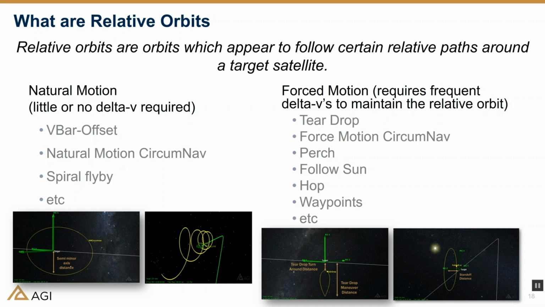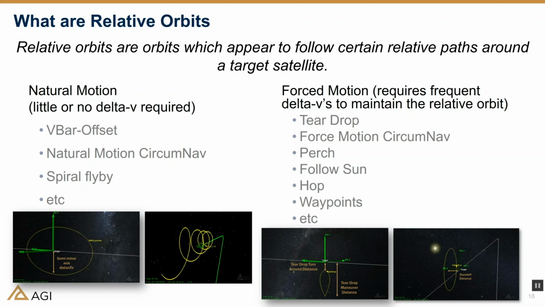You can see a teardrop orbit just requires a radial maneuver every time it hits the bottom of that teardrop, and it will naturally drift up and around and back down to the same point as long as you keep performing that same relative maneuver. Forced motion circumnav is where we keep a perfect circle, not a 2-to-1 ellipse. That is not natural and requires maneuvers to keep it along that line.